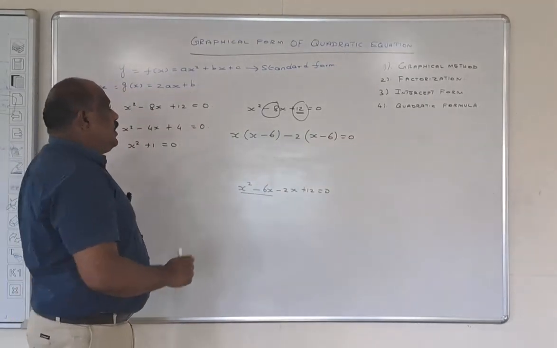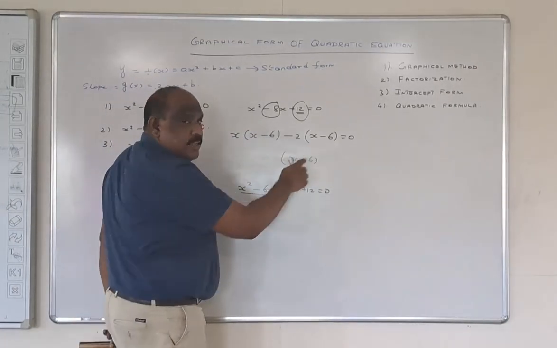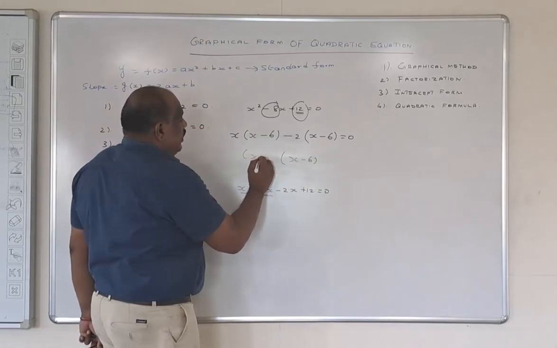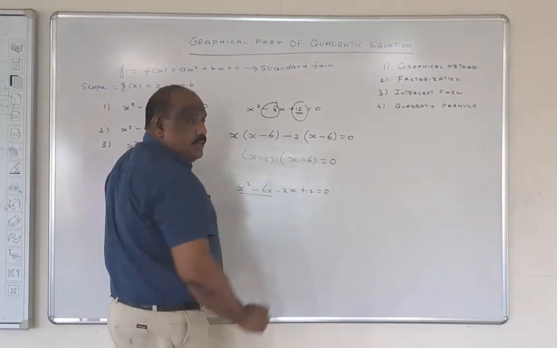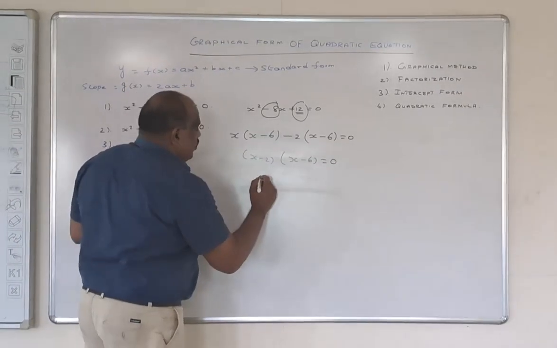So what is the advantage of these two things? In these two terms, now which one can we take common? x minus 6 we can take as the common factor. So the remaining thing is what? x minus 2 equal to 0. Now ultimately what is our idea? Ultimately our idea is to find the roots.